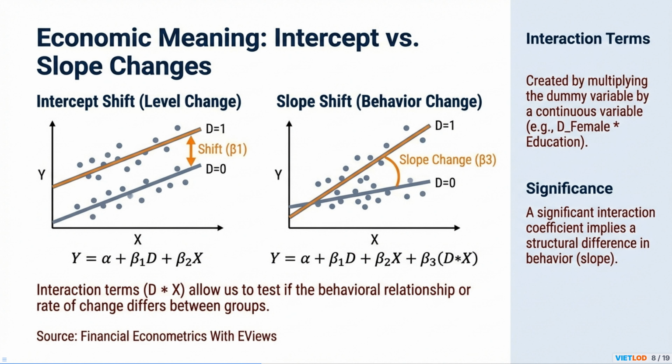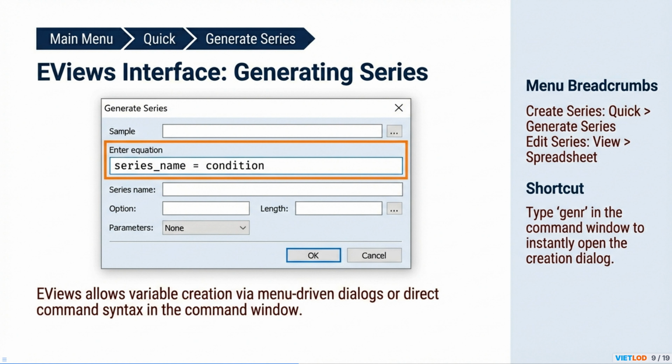The full model becomes y equals alpha plus beta 1 d plus beta 2 x plus beta 3 times d times x. The coefficient on the interaction term, beta 3, measures the difference in the slopes between the two groups. If beta 3 is statistically significant, it implies a fundamental difference in the behavioral relationship or rate of change between groups. This is a powerful way to test for structural differences.